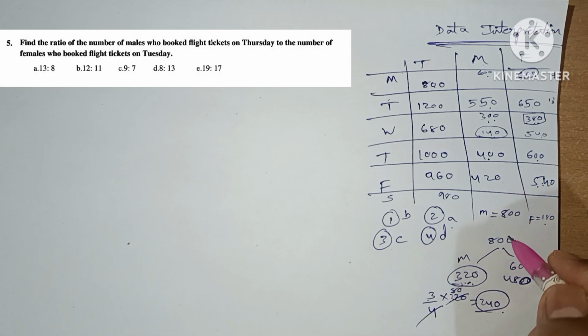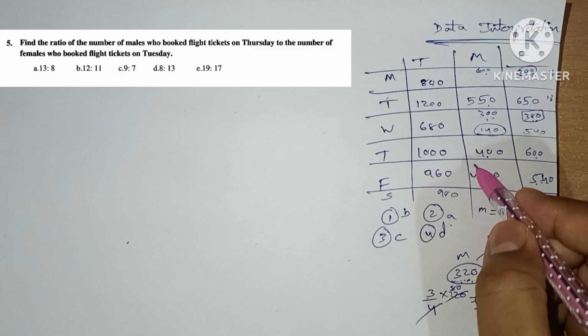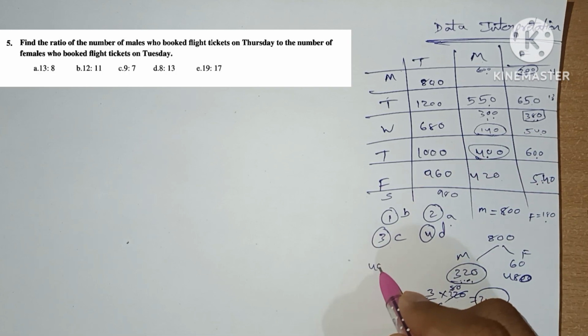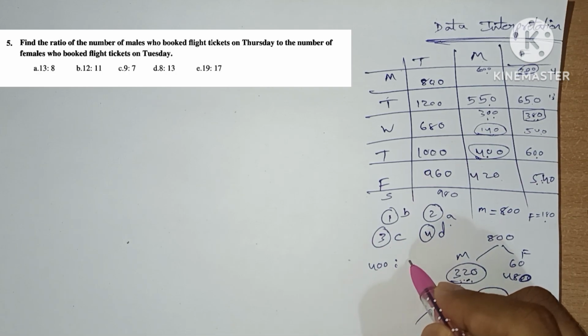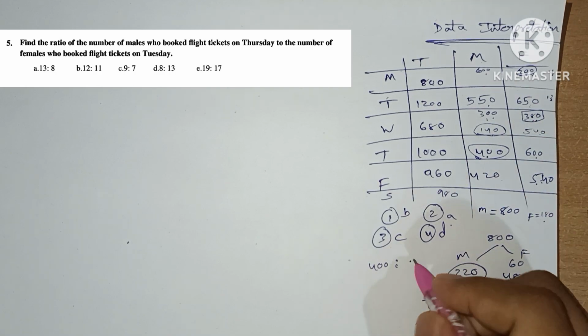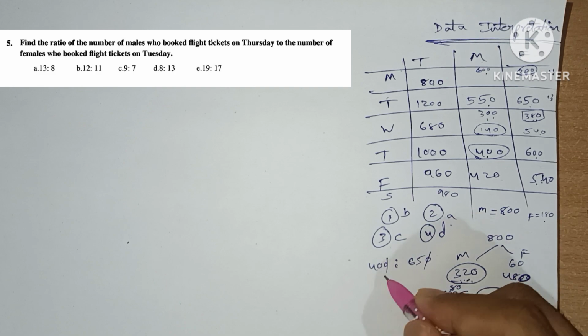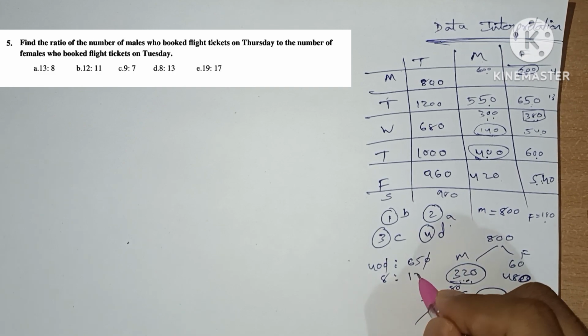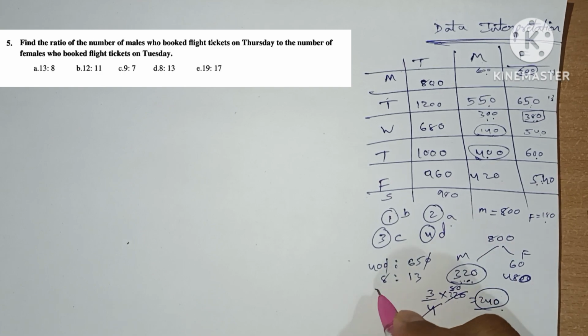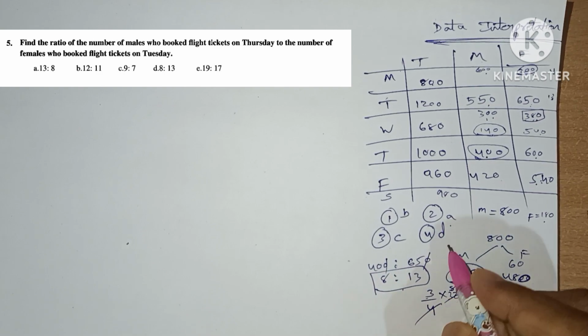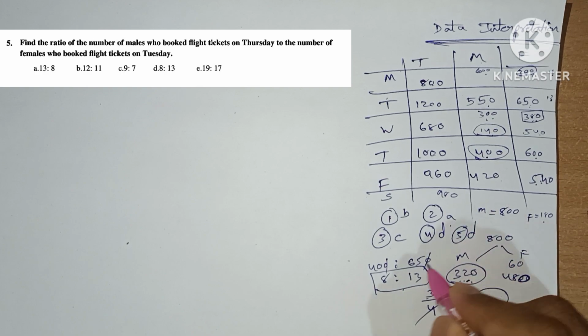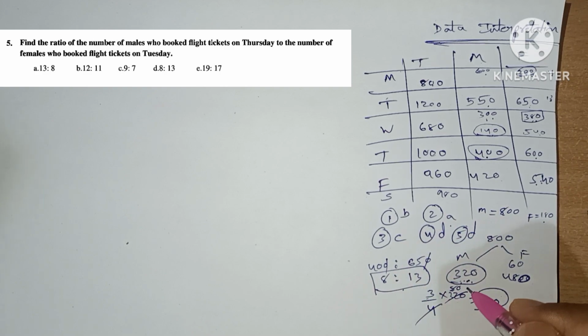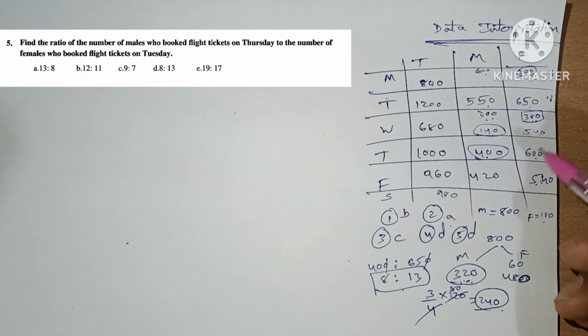Next, fifth question. Find the ratio of the number of males who booked flight tickets on Thursday, 400, to the number of females who booked flight tickets on Tuesday, 650. Cancelling the zeros, 4 5 8 times 5, 13 times 5. So the ratio we got is 8 is to 13. So the answer will be option D for the fifth one. So these are the answers for the questions that are given for the data interpretation table.